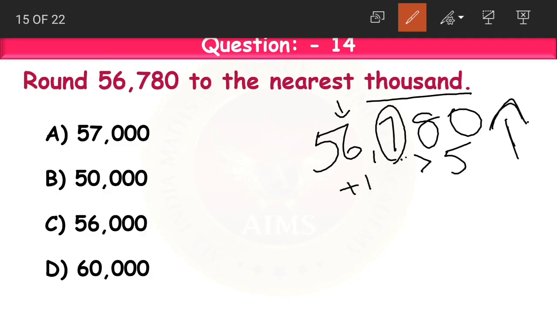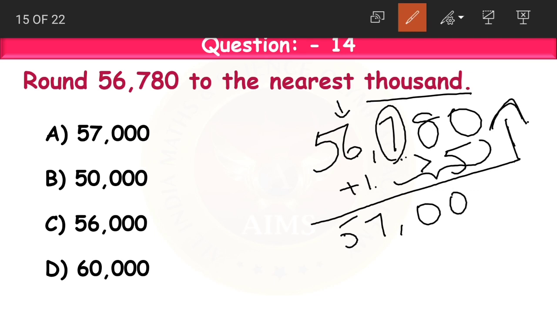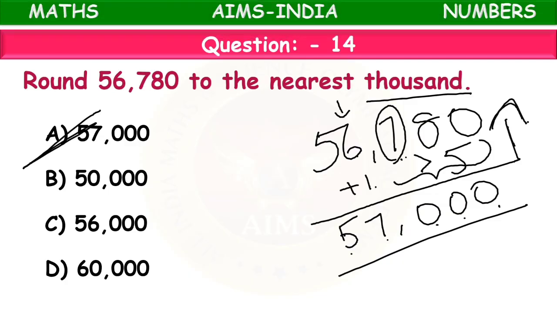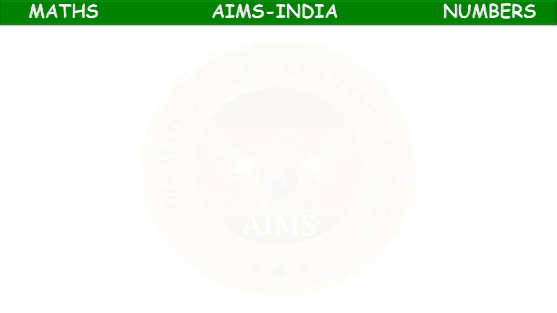What do we mean by rounding up? We add 1 to the digit in the thousands place. Now we have 6 here. 6 plus 1 becomes 7, and replace ones, tens, hundreds with zeros. So the answer is 57,000. That is option A, which will be read as 57,000. Yes, 56,780 rounded off to the nearest thousand is 57,000.